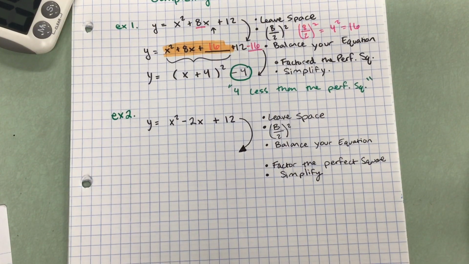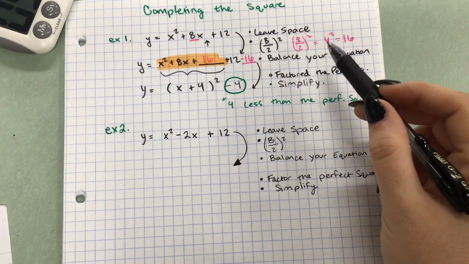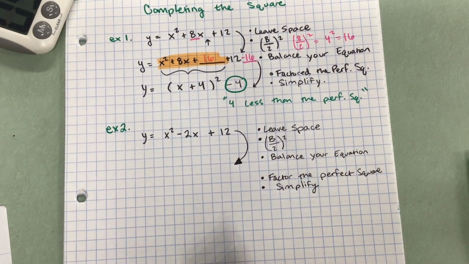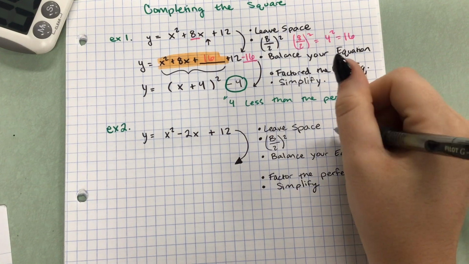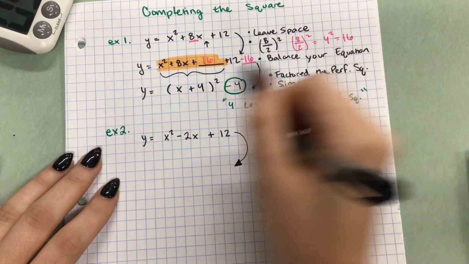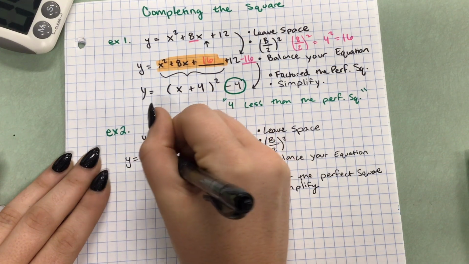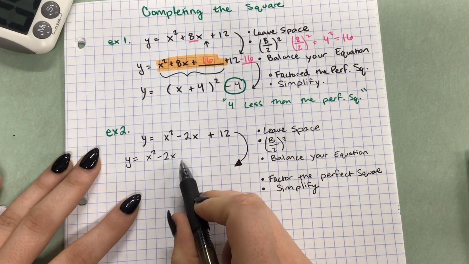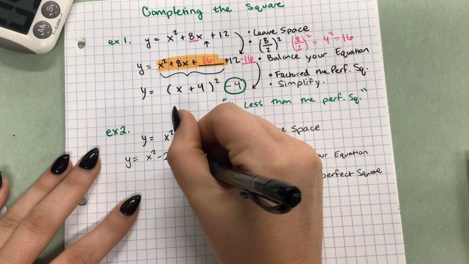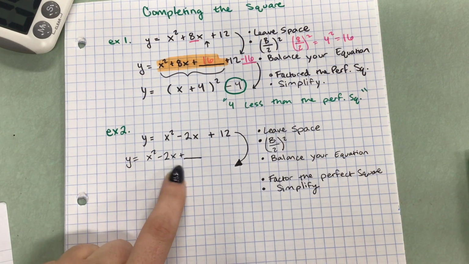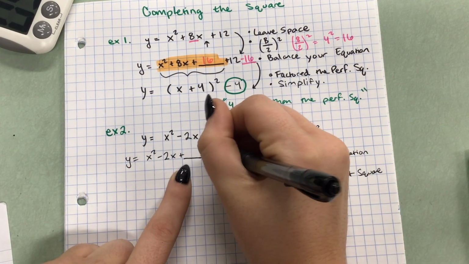Okay, let's do example 2. So example 2, we're gonna follow all the same steps that we did up here. We're gonna do a new problem. So step 1, leave some space. So we're going to go ahead and do y equals x squared minus 2x. We're gonna leave some space because we're gonna add something that makes the perfect square, plus 12.